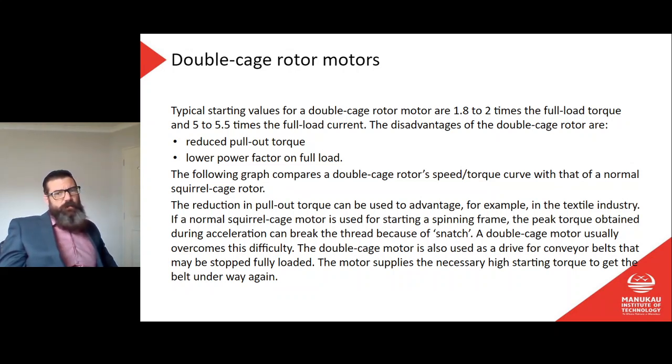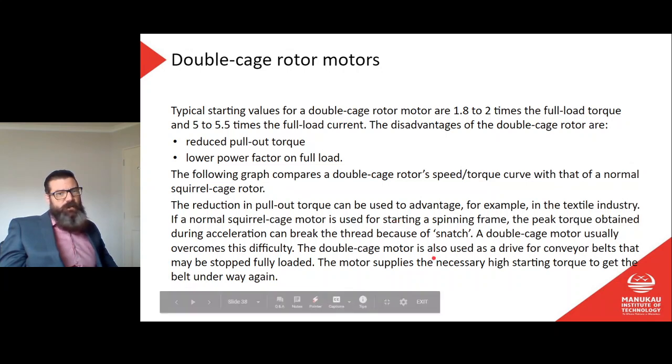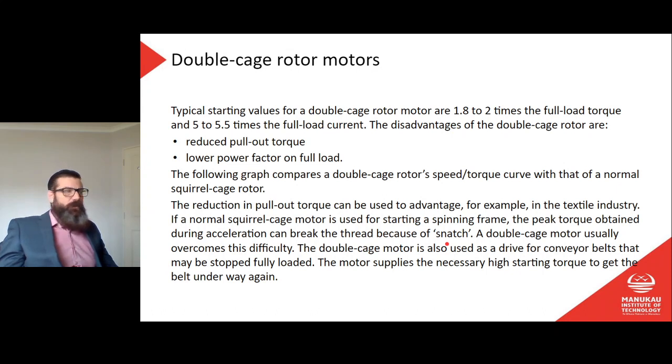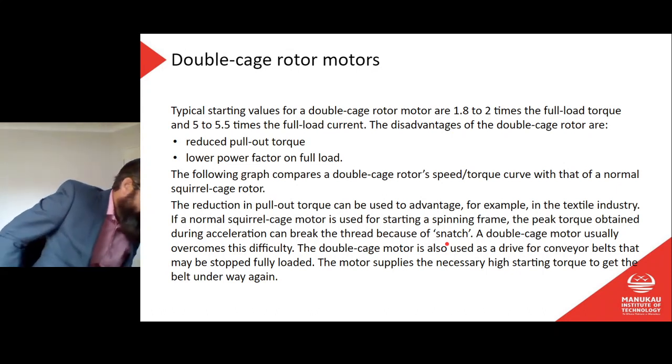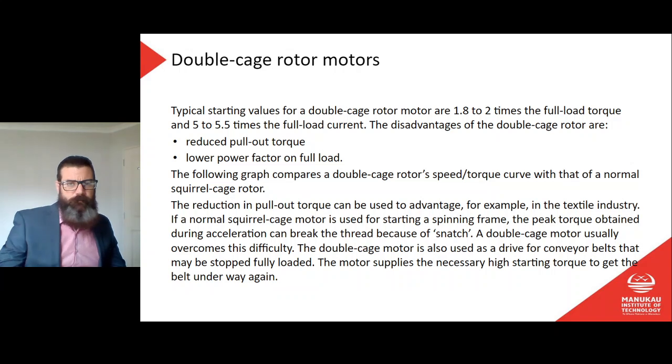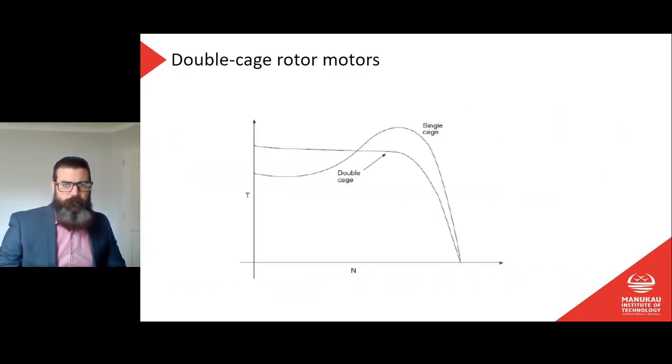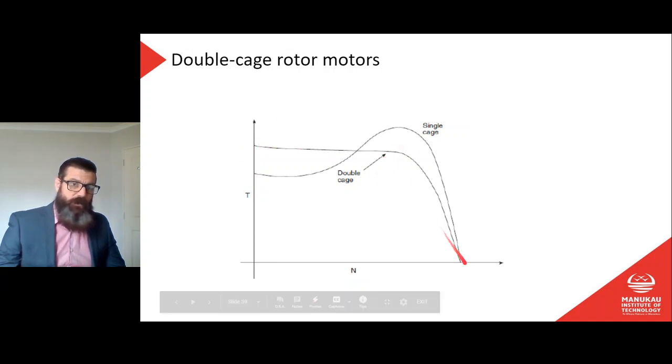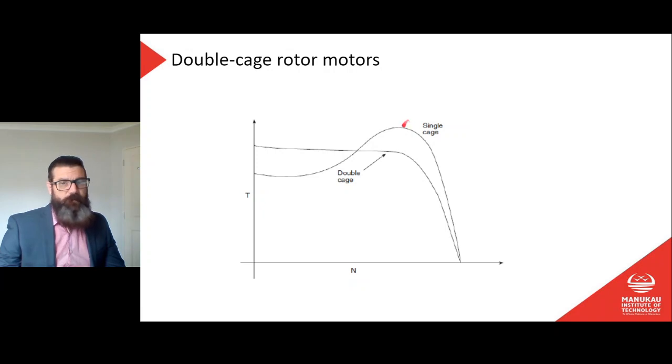The double cage motor is also used as a drive for conveyor belts that may be stopped fully loaded. The motor supplies the necessary high starting torque to get the belt underway again. And there we go, there's our double cage rotor. It has slightly higher starting torque, but then the pull-out torque drops away more quickly, whereas our single cage has lower starting torque and a higher maximum torque.